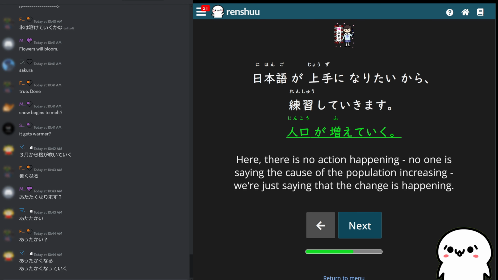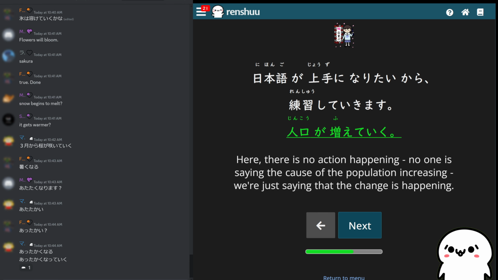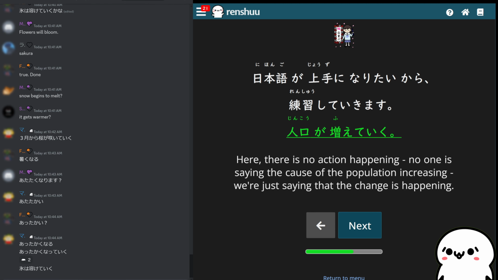And one person did mention snow begins to melt. It did get covered with this sentence. I'm going to copy paste it. 氷が溶けていく. Or snow. You could swap that out for snow. If it's on the mountains, it's probably more snow, less ice. Depends on where you are.